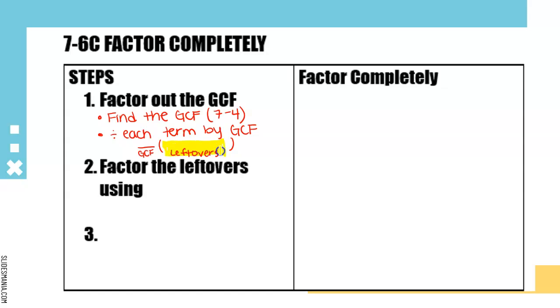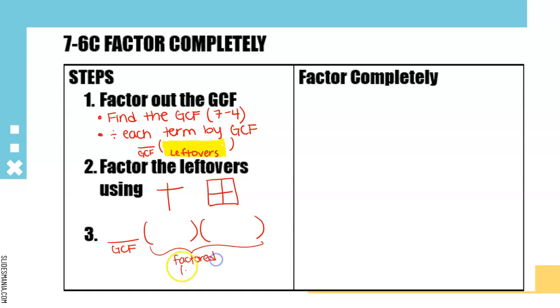Once we get that, we are going to take a closer look at these leftovers. These leftovers today are most likely going to be something that we can use the box in order to factor more. So step 2, we are going to factor the leftovers using our table and our box method of factoring. And our final answer then is going to look pretty crazy. It's going to have a GCF in front, that's what we factored out in step 1. And then we're going to have our factors that we get from our leftovers. So these are called the factored leftovers.